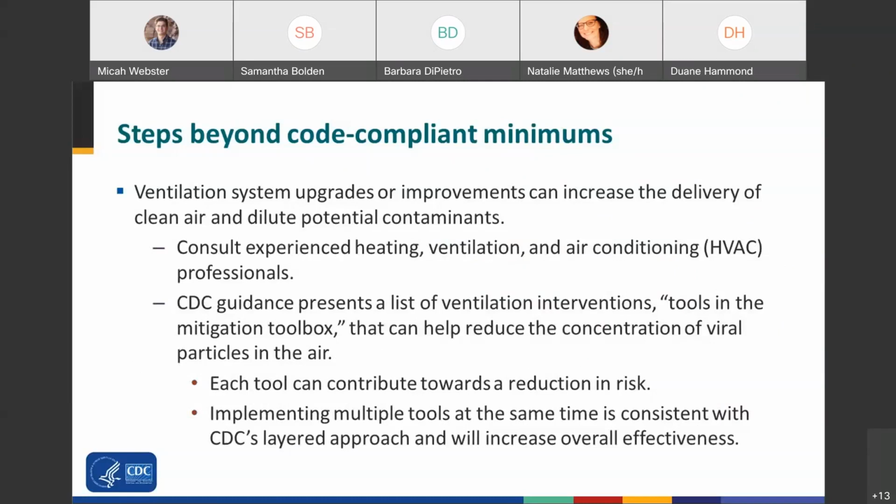And also, CDC guidance presents a list of ventilation interventions, tools in the mitigation toolbox that can help reduce the concentration of viral particles in the air. Each tool can contribute towards a reduction in risk. And just like overall interventions in the Swiss cheese diagram earlier, even within ventilation, there's different layers. Implementing multiple tools at the same time is consistent with CDC's layered approach in increasing overall effectiveness and lowering risk. Next slide, please.